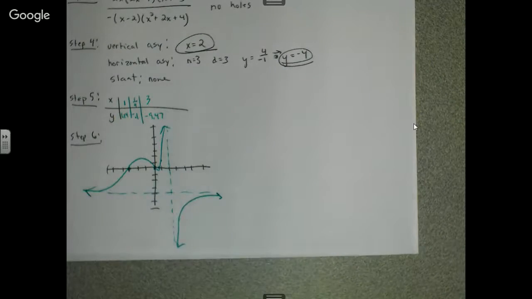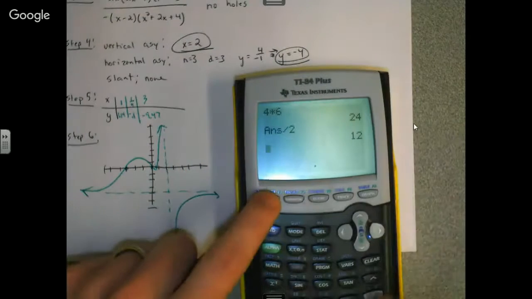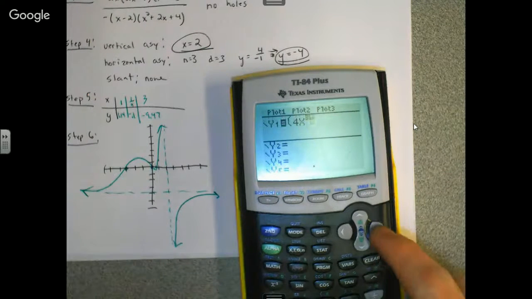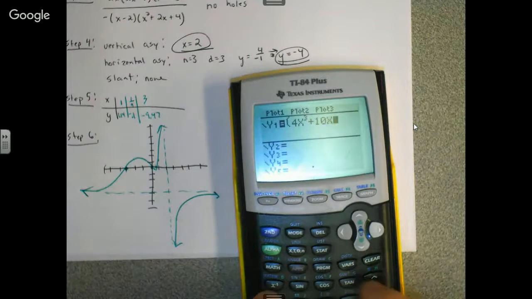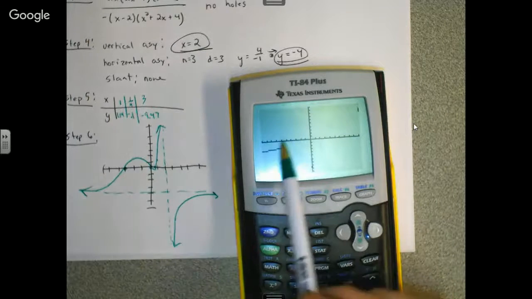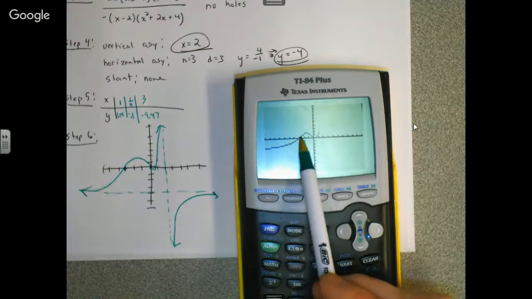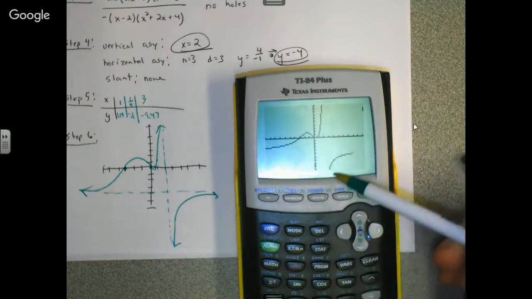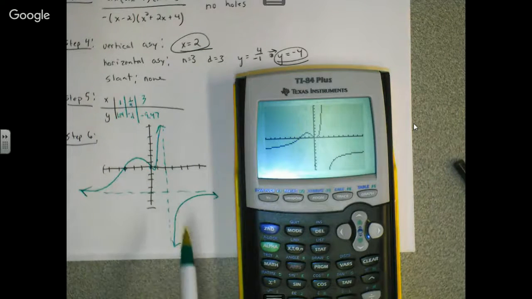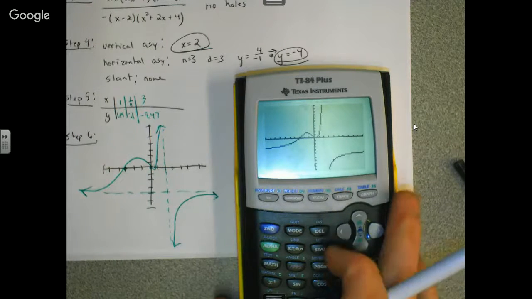These aren't exact. If we plug it into our calculator here, we get 4x to the third plus 10x squared minus 6x divided by 8 minus x to the third. Graph. So again, we're approaching here. We go up, down, up, and then we come back down there. So very, very close to my sketch, and that's really all I want. I want it close.